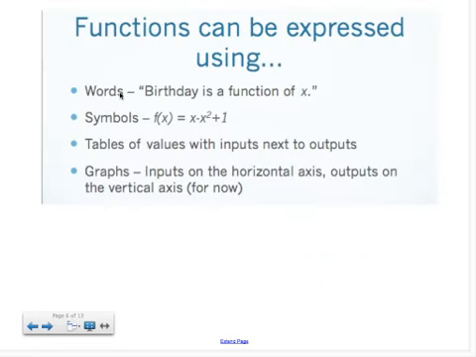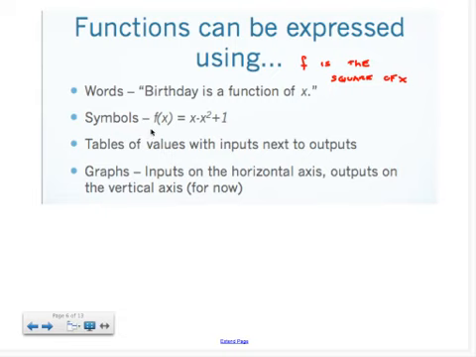Now, functions can be expressed at least 4 ways. You'll see it 4 ways in this course, and they can probably be expressed more than 4 ways. They can be expressed in words. I gave you an example: birthday is a function of x. That's just a non-numerical example. You could do several numerical examples in words. So, for example, f is the square of x is another way to define a function with words. Room temperature is a function of time is another way to describe a function using words.